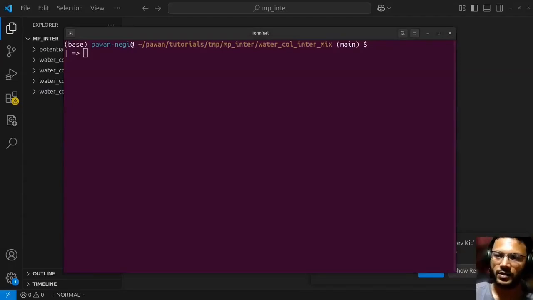Hello navigators, welcome back. In today's lecture, we are going to talk about another solver that is present in OpenFOAM. Let me just describe the particular scenario that we want to solve.